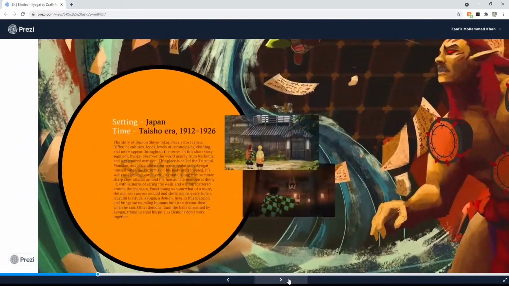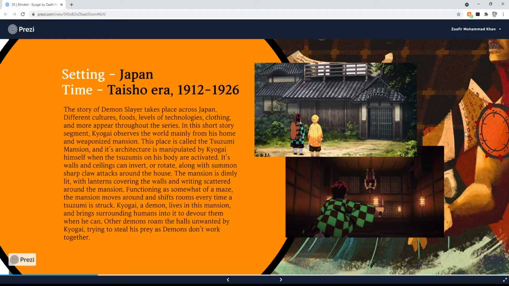And then we can go to setting. So the setting of this is in Japan in the Taisho era, 1912 to 1926. The story of Demon Slayer takes place across Japan. Different cultures, foods, levels of technologies, clothing, and more appear throughout the series. In this short story segment, Kyogai, which is the demon, observes the world mainly from his home and weaponized mansion.